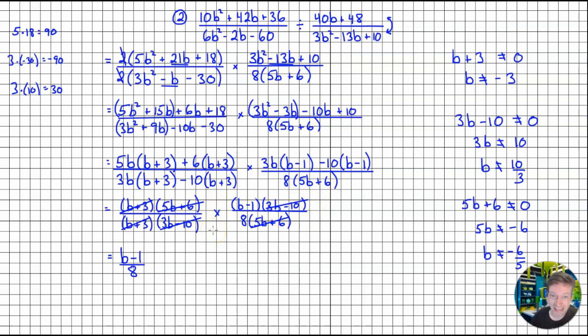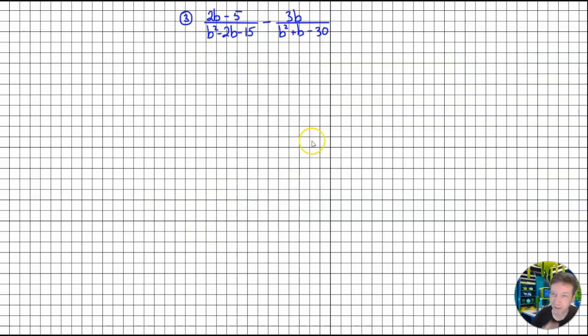What would you do if you're adding or subtracting? Let's look at our last example. For our last example, we have a subtraction here. First step, let's see if we can factor any of these. 2b minus 5 we can't really do much with, so let's leave that.